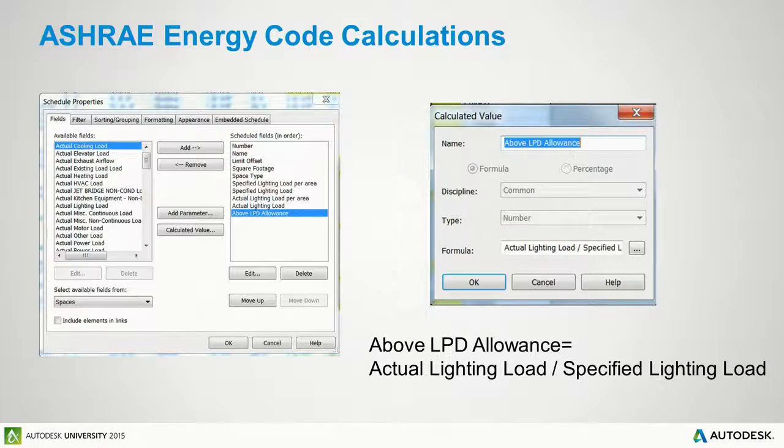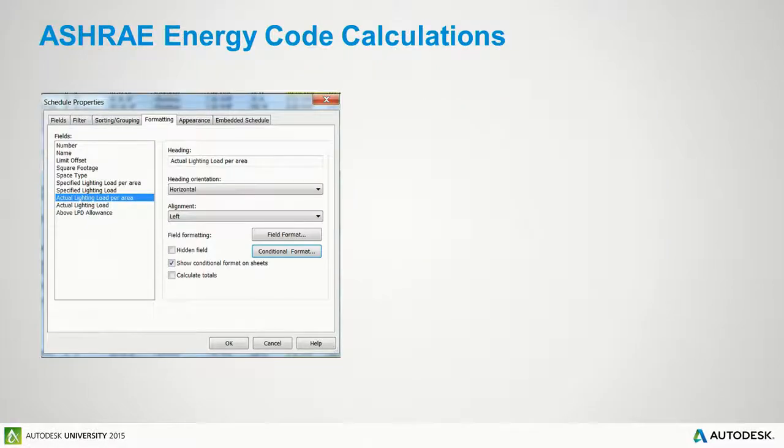All we're doing is looking at the actual lighting load and dividing it by the specified lighting load. We know that if we're within the energy code allowance, it will always be 1 or less. If we've exceeded the energy code, then it's going to be greater than 1. So now we've simplified it to where we can use the formulas in Revit.